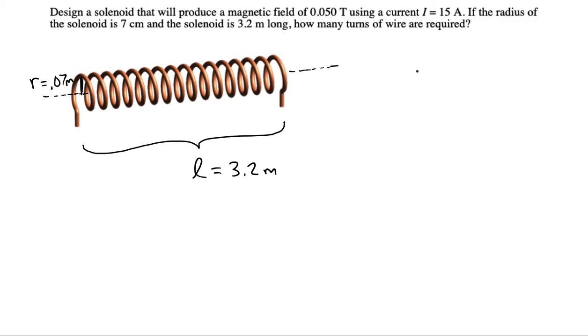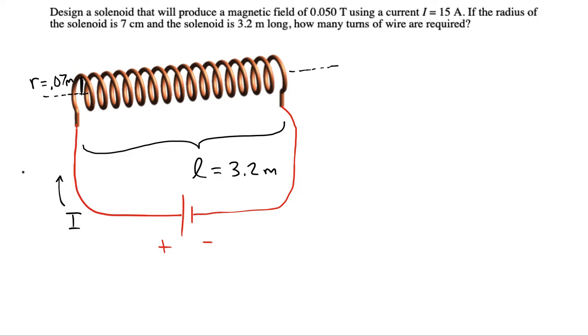Now what happens inside a solenoid when there's a current running through it is it makes a nice uniform magnetic field. Okay, so let's say you just hook up the solenoid to a battery, and it's got a current of 15 amps running through it.